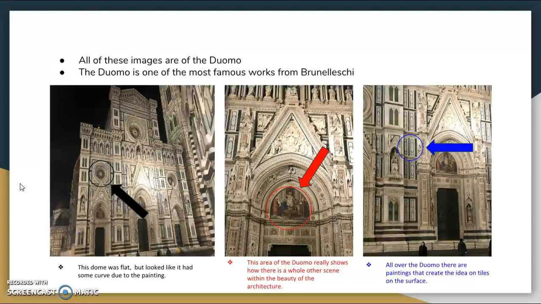And all over the Duomo there are paintings that create the idea of tiles on the surface.